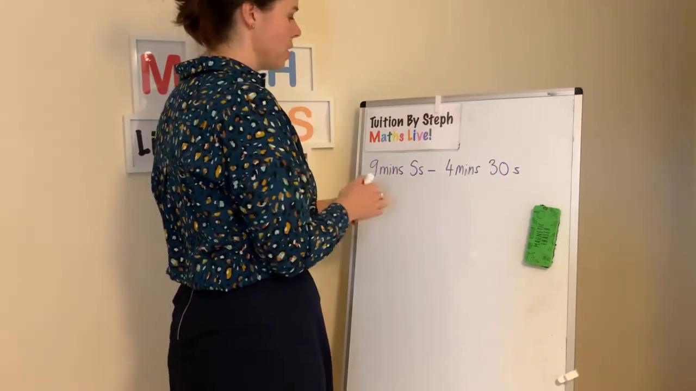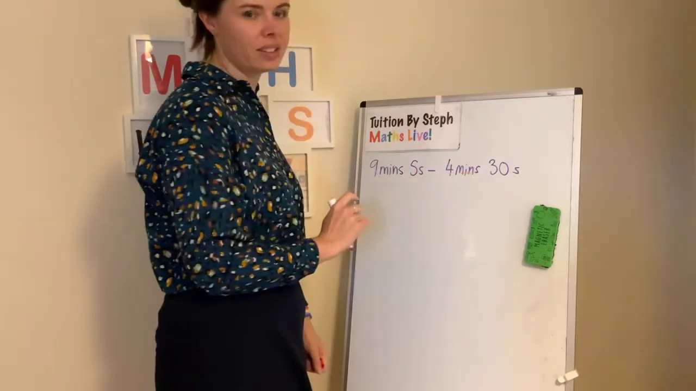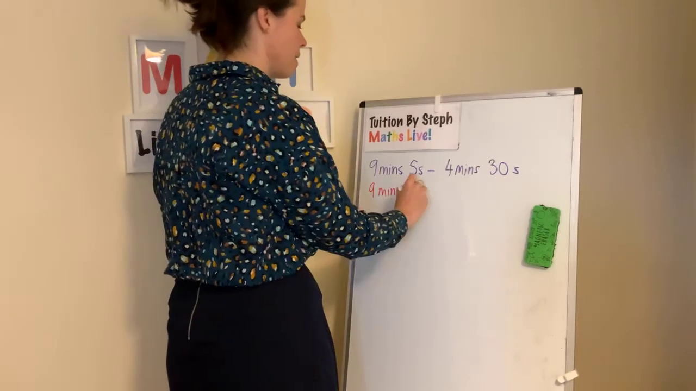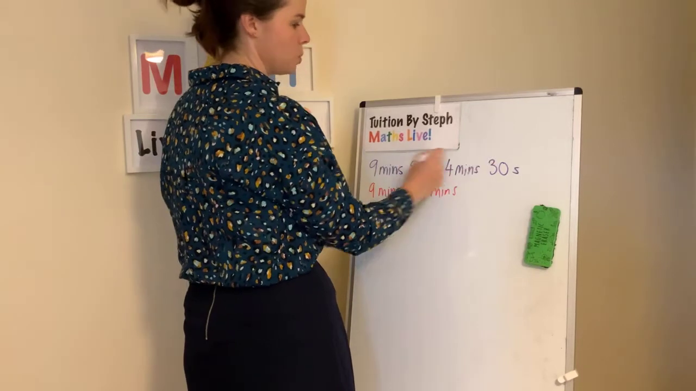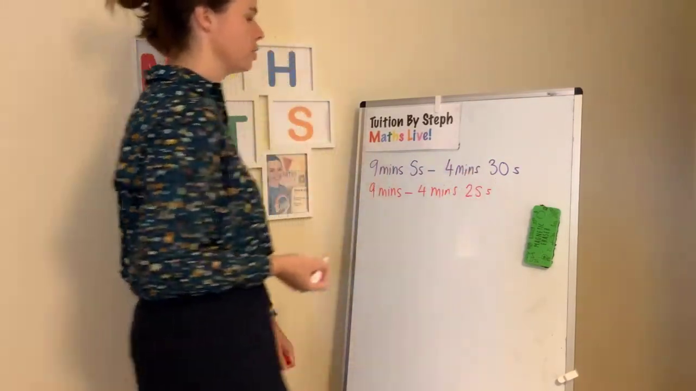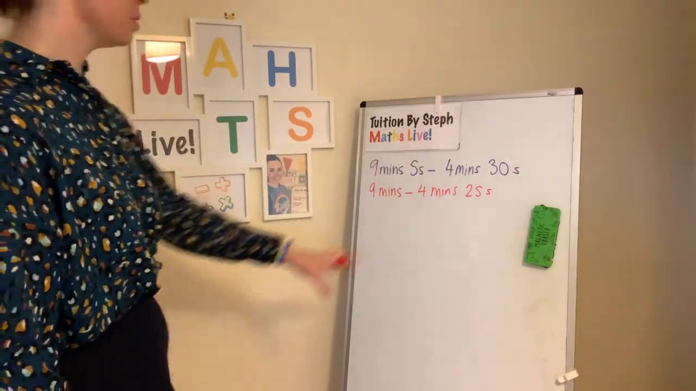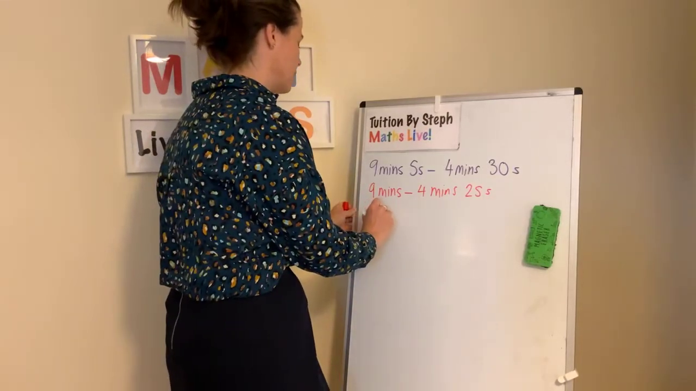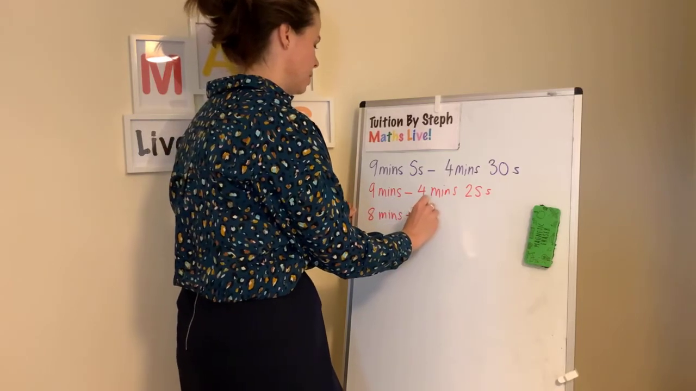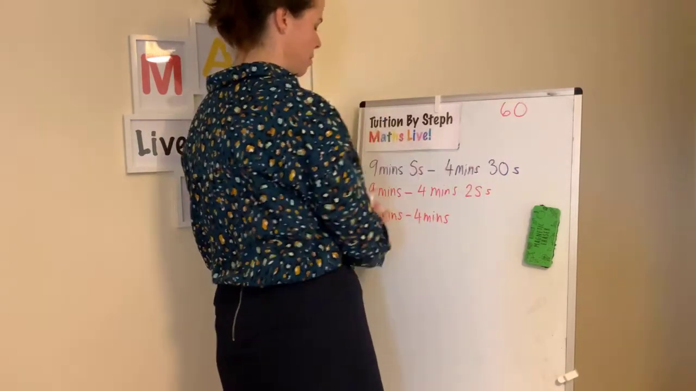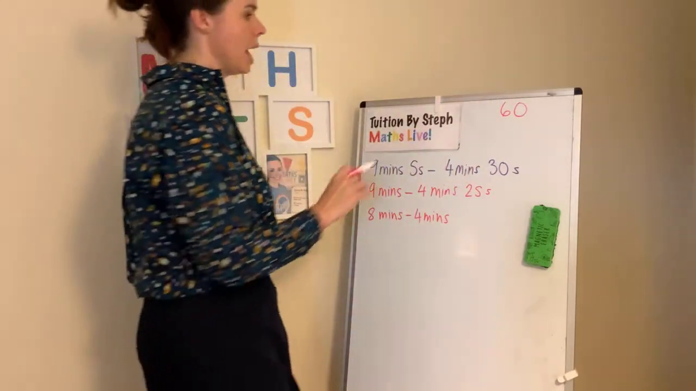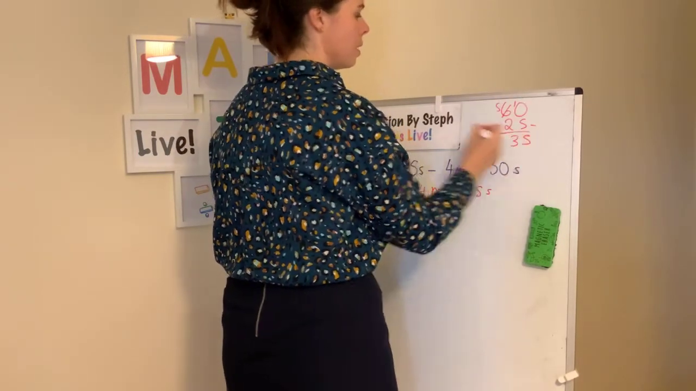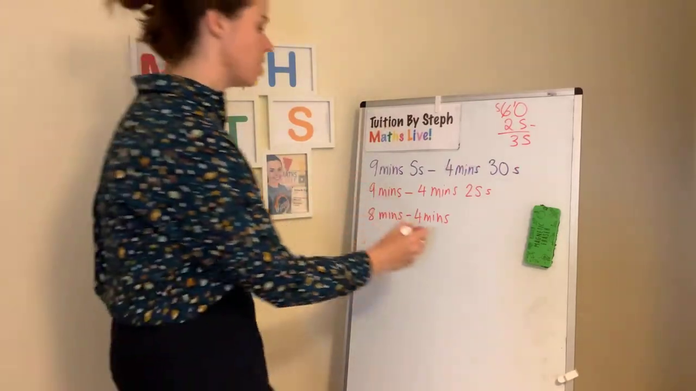Right, again, from this one, we've only got 5 seconds to take from. So we've 9 minutes, take away 4 minutes, and because we take the 5, we've got 25 seconds left. So we've cancelled that one out. Now, as we can see, we need to take away some seconds, but there aren't any seconds left. So we're going to make this one less, and put this up here. So we've taken a minute and put it into seconds. And 60, take away 25 is 35. Okay, so that's in our answer.